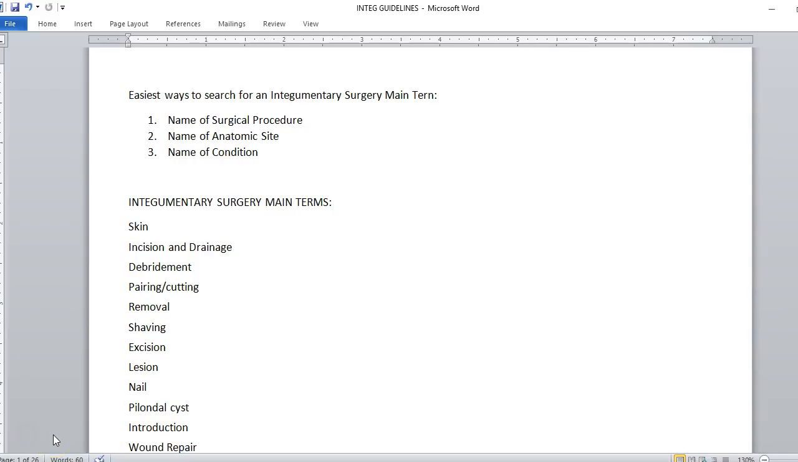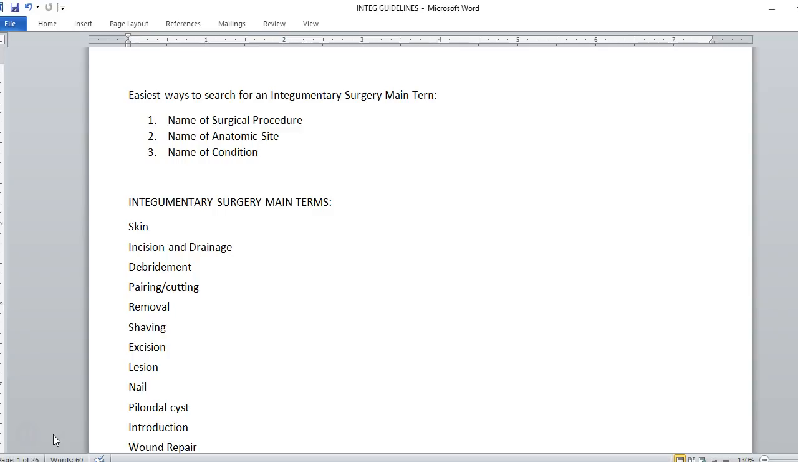Hello coders! Today we're going to be going over integumentary surgery from your CPT book. So we're going to be following along in my guideline pictures, but before we do that, the first page that you'll see in the document uploaded into your course will give you this information.